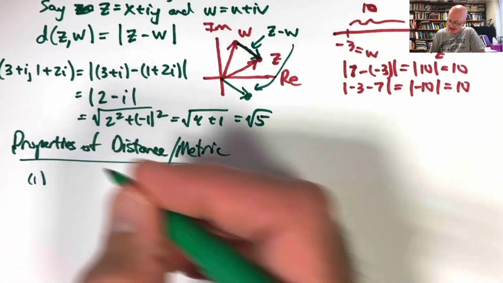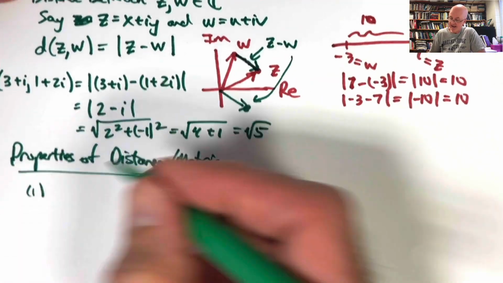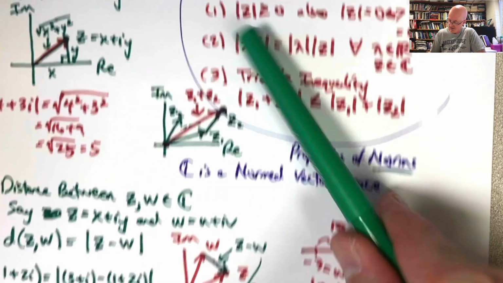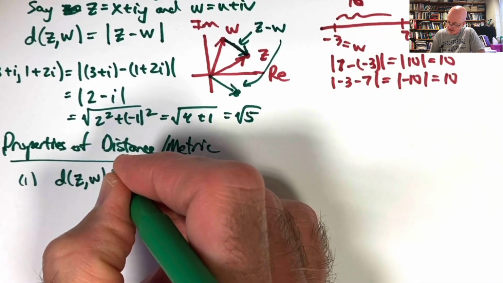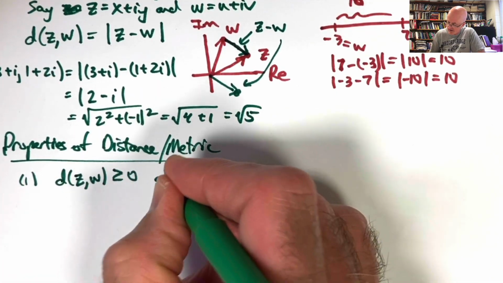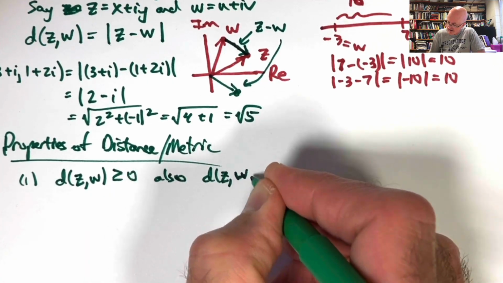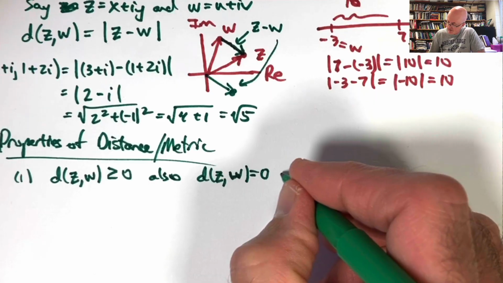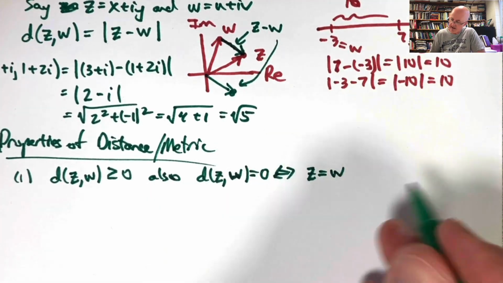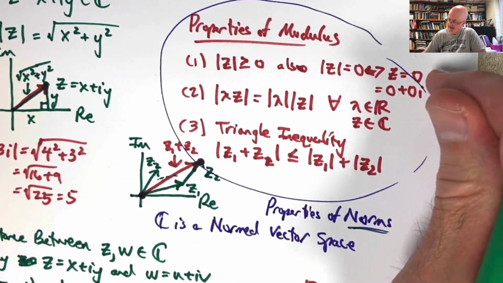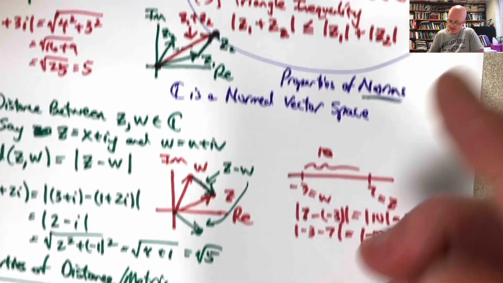One property is that, once again, you don't get a negative number. It's a real number that's non-negative. That's essentially this property here. The distance between any two complex numbers z and w is greater than or equal to 0. And also, the distance between z and w is 0 if and only if z actually equals w. These two properties correspond exactly to these two properties of modulus up here. I'll let you go ahead and think about that.